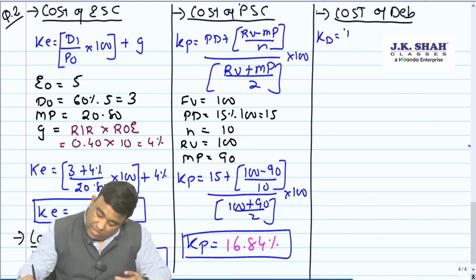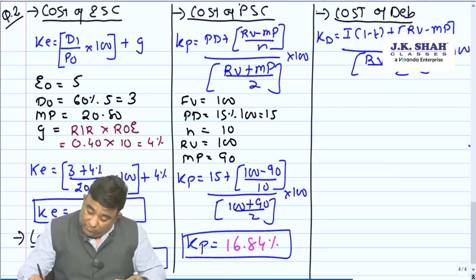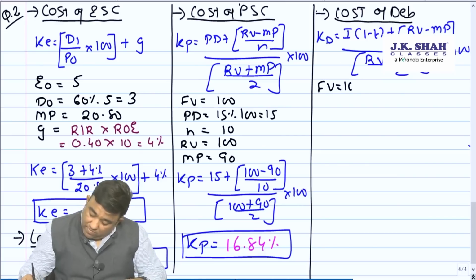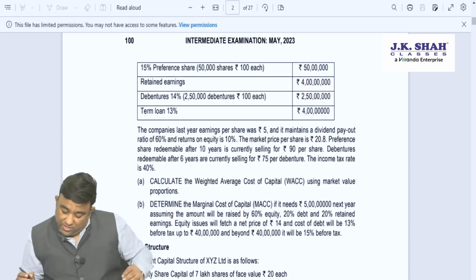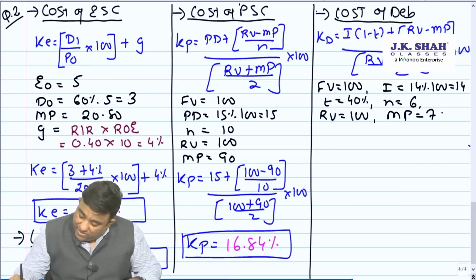Next is cost of debenture, KD. I1 minus T plus RV minus market price upon number of years, whole divided by RV plus market price upon 2, into 100. Student, as usual, start with always a face value, 100. Interest rate is 14%, so 14% of 100 is 14. Student, tax rate is 40%. Let me check out number of years. That is 6 years. Redeemable value, nothing is given, is 100. And market price, it is 75.